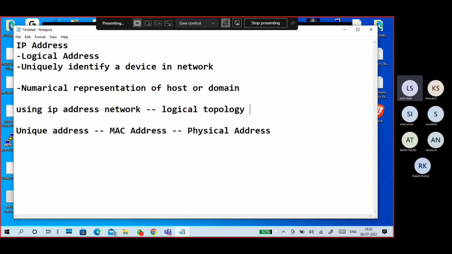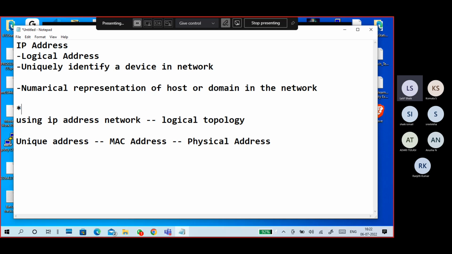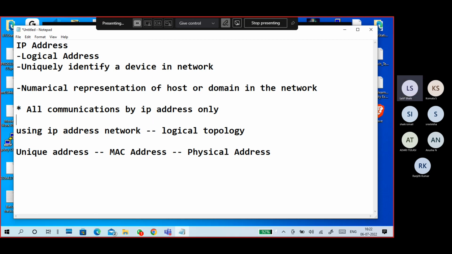So, a numerical representation of a host or a domain in the network. Okay, an important point here, again I'm writing this one, which I already told: all communications are by IP address only, not by MAC address or a name. Means either domain name or host name, FQDN, any name, URLs, not with those.